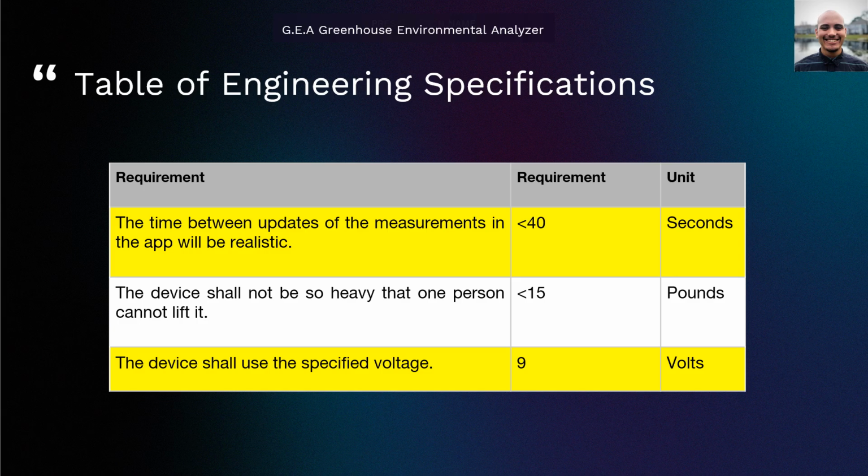You'll see three more requirements listed on this page. One of them has to do with how heavy the actual device is, but the other two are highlighted. And so our first highlighted requirement is for the time between the updates of the measurements in our app to be realistic. We put that as being less than 40 seconds. And the second highlighted requirement is for our device to use the specified voltage, which is 9 volts.